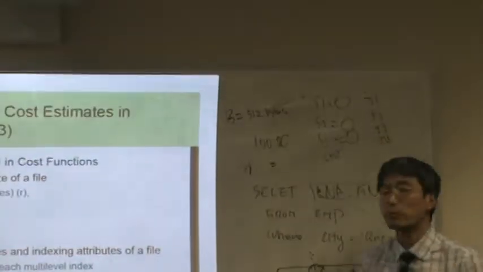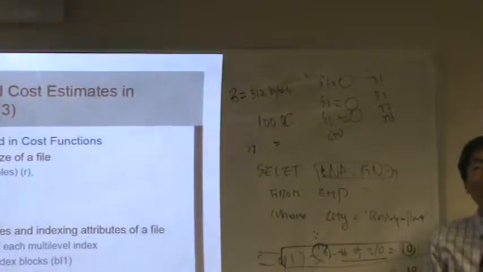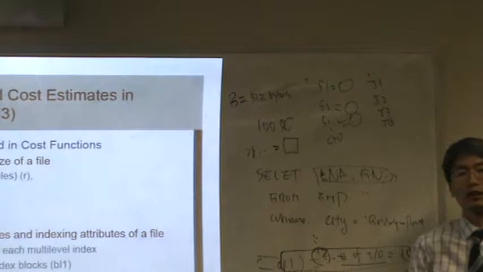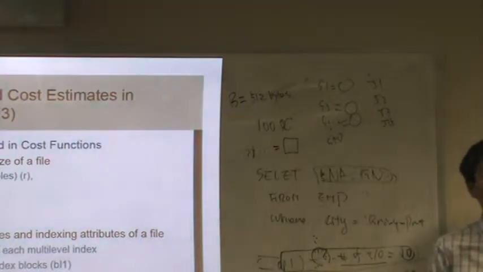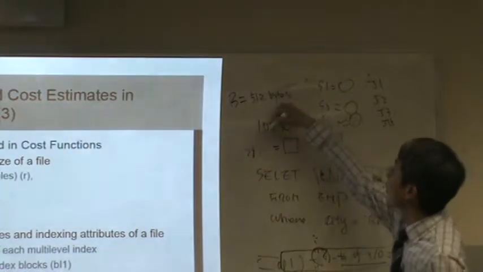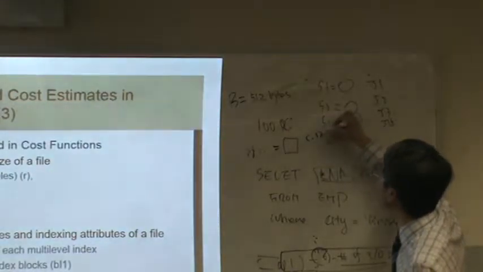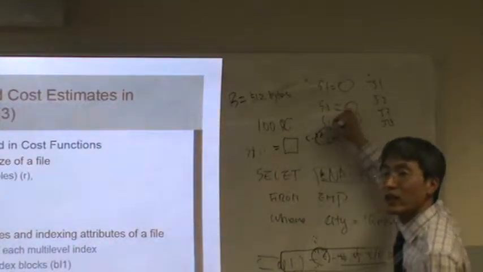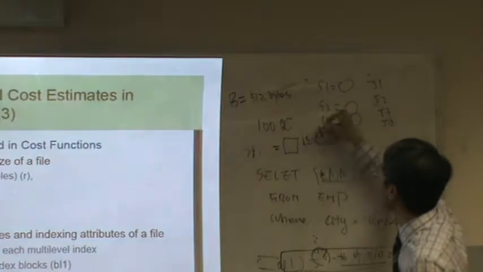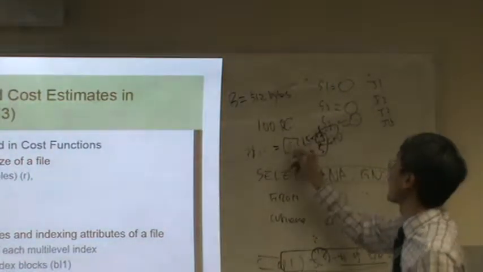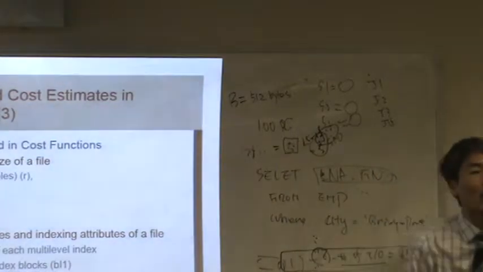How many records are in one block? On average, how many? Depends on dividing both sides. So on average, 5.12, right? But the decimal point doesn't make sense, so we floor it, and that will be 5. So on average, 5 records for each block.